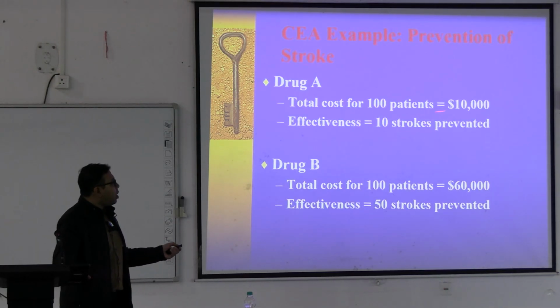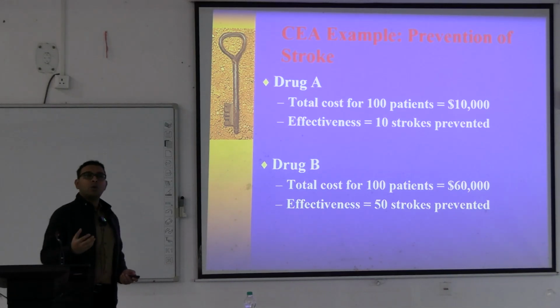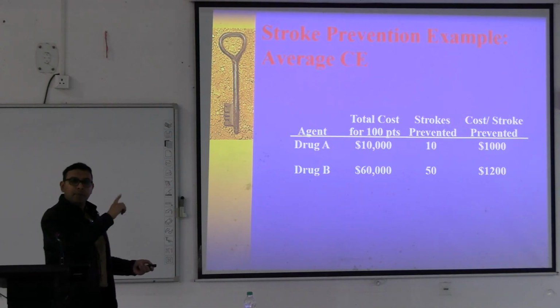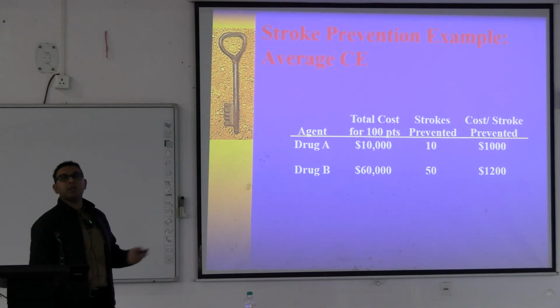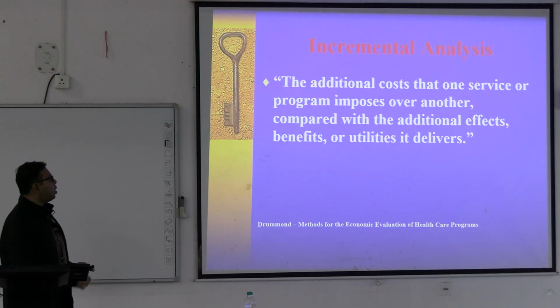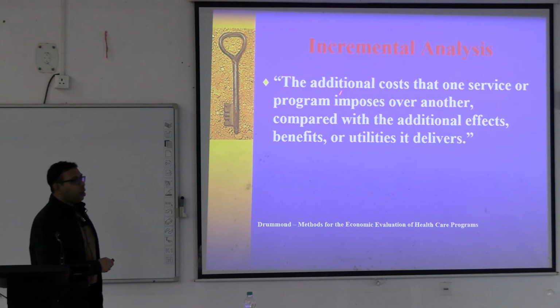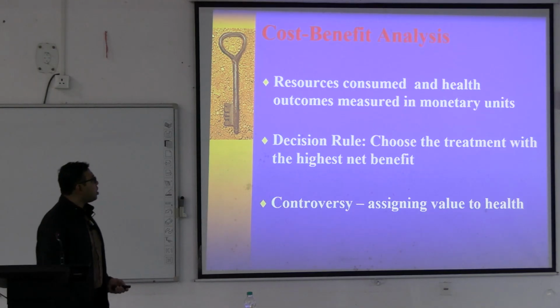So in the layman's view, with the naked eye and without statistical analysis, we can say that drug B may be more cost effective than drug A. But when we are statistically evaluating this by applying that formula, we see drug A is in fact more cost effective in comparison to drug B, not vice versa. So this is an example. So incremental cost effectiveness analysis is needed. This is the additional cost that one service or program imposes over another compared with the additional effects, benefits or utilities it delivers. So ultimately this is the definition.